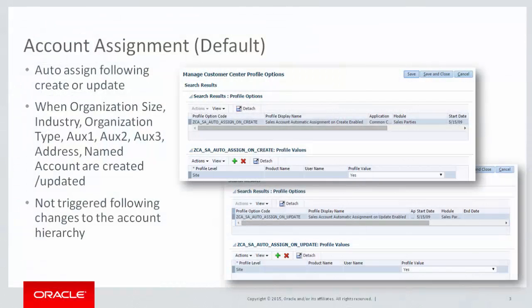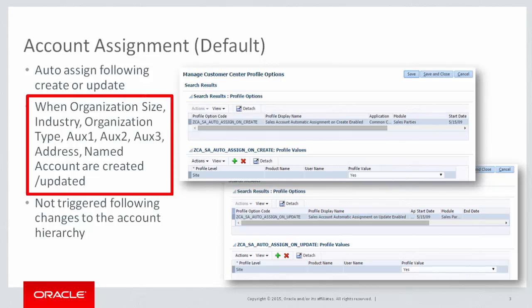So having said that, there's some intelligence in that automated assignment on create and update. Obviously when an account is created, it will run assignment for it, but on the update, it's not the update of any field on the account. It's limited to the fields that you typically use in territory assignment, such as the org type, the customer size, the industry, and those auxiliary classifications, as well as the account name and the address information. So it only triggers reassignment of accounts when one of those fields is updated.